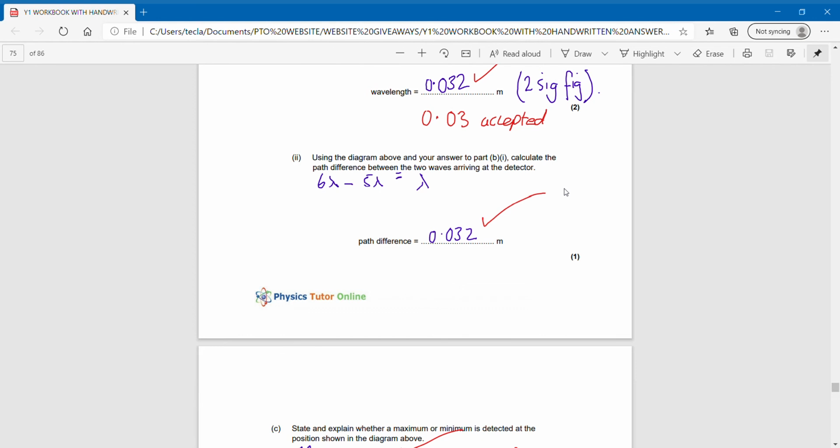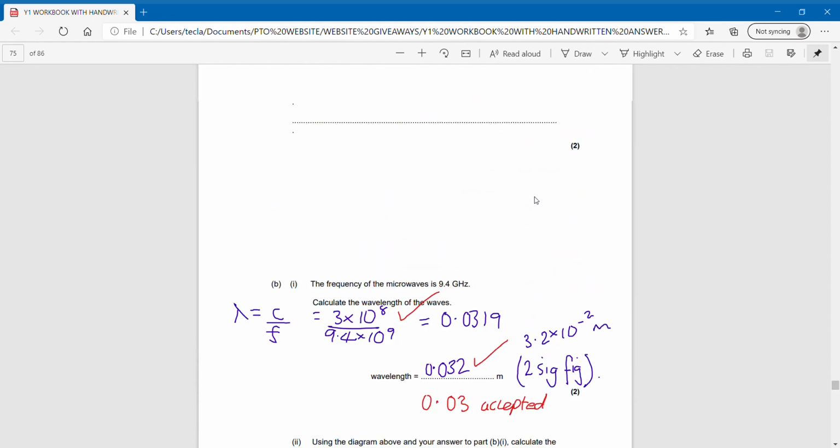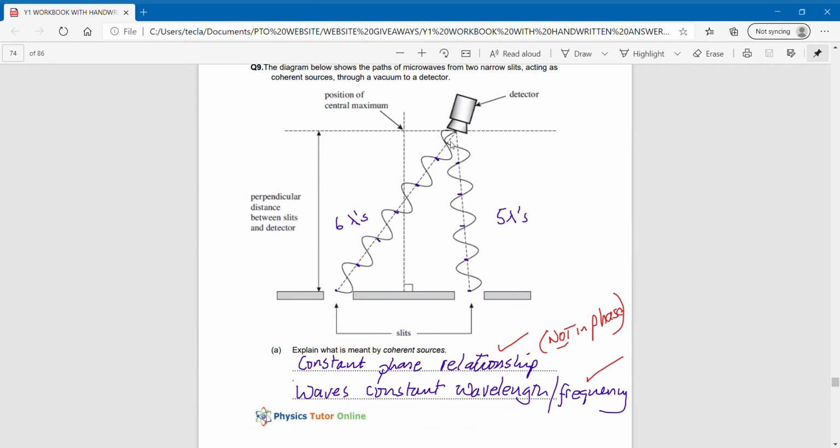Part 2. Using the diagram above and your answer to B part 1, calculate the path difference between the 2 waves. So we've got 6. One of them has a path of 6 wavelengths, just counting the total number of waves, 1, 2, 3, 4, 5, 6. And the other one has a path of 5 wavelengths. So it's 1, 2, 3, 4, 5 wavelengths. So the path difference between the 2 waves arriving at the detector is 6 take away 5, which is 1 wavelength.